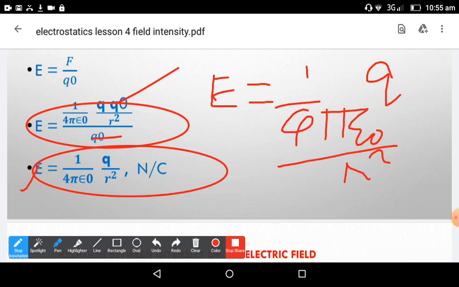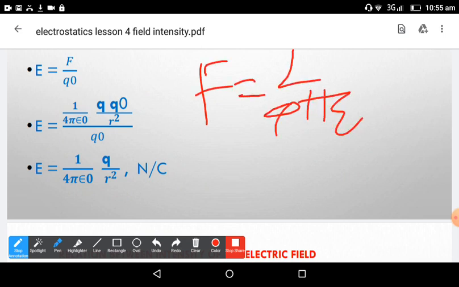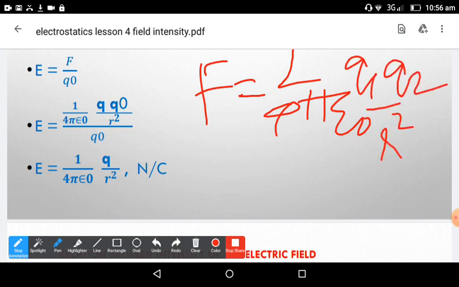Here we don't have the second charge. Second charge is considered as 1, that is positive. That means Q1 equals Q and Q2 value should be equal to +1. Remember it like that. Suppose if you don't remember that, just write F equals 1 by 4 pi epsilon naught Q1 Q2 by R square. Then what you have to do?